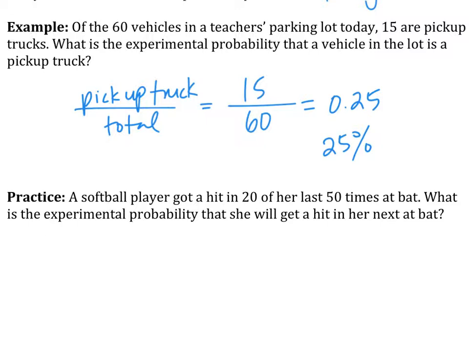A softball player got a hit in 20 of her last 50 times at bat. A lot of the probability questions have to do with word problems, so it's kind of how much of the English language can you grasp? Sometimes your way of reading it is not the way the person who wrote the problem intended, and then it's going to cause a lot of problems. So the softball player went to bat 50 times, and she hit 20 of the 50 times. What is the experimental probability that she will get a hit in her next at-bat?